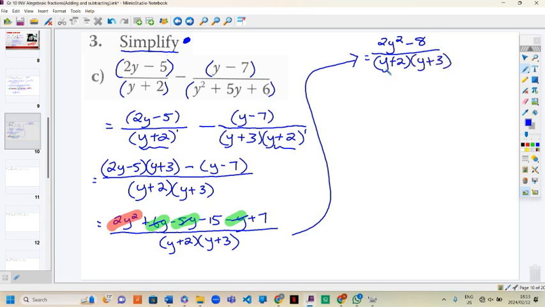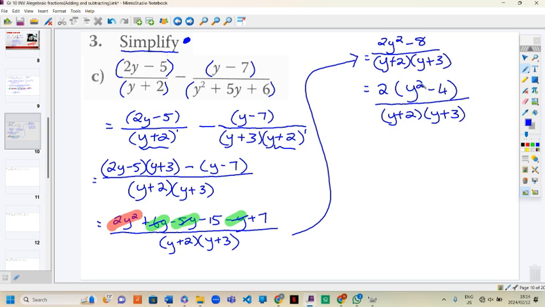Now I'm at the end of my simplifying. I always check, is there something more that I can do? Is there something there that I can factorize? Yes, I've got a common factor of 2. If I take our common factor of 2, what's left? I've got y squared minus 4. I see something nice. And I've got y plus 2 and y plus 3 in the denominator. There's something more I can do.